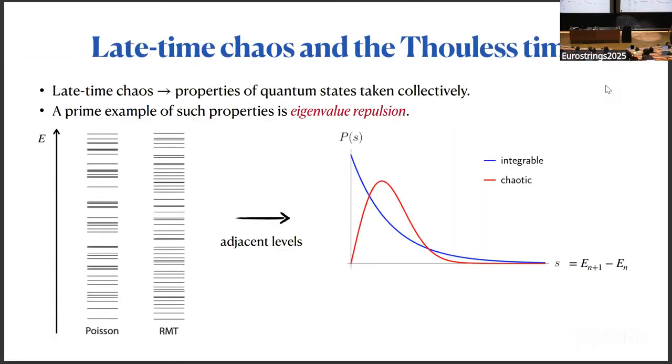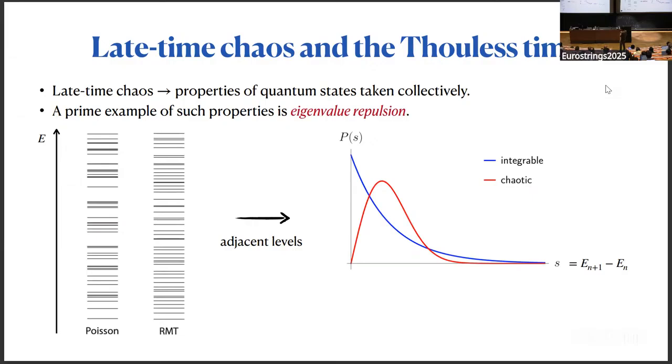So what is late-time chaos, by the way? Well, late-time chaos is a set of properties of quantum states taken collectively. A prime example of such properties is eigenvalue repulsion. So consider a system, whether it is integrable or chaotic. You list all of the energy levels of that system and consider the adjacent levels, E_{n+1} minus E_n, and you look at the statistics of this.